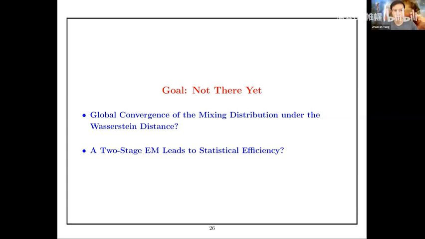Yeah. Another question is from Yudong Chen from Cornell, and he actually has two questions. The first one is, when the Fisher information matrix is degenerate, how is efficiency defined, and is EM efficient in that sense?